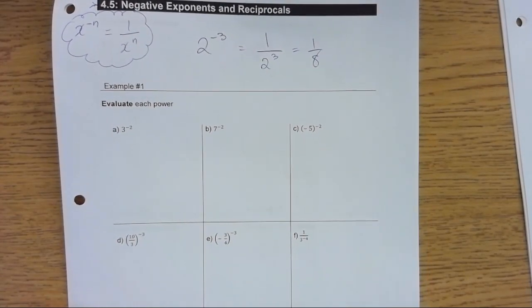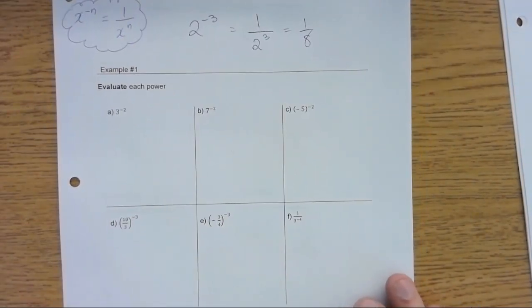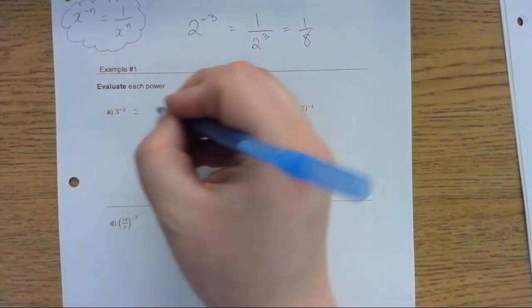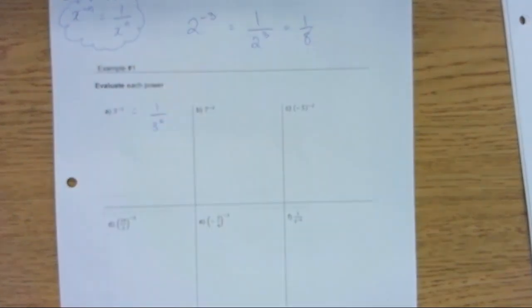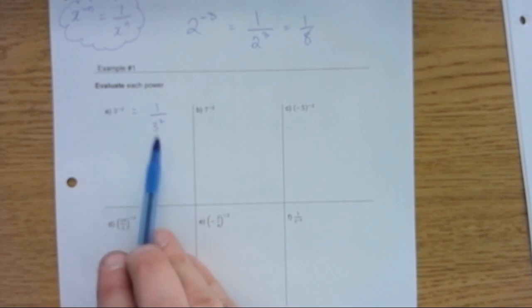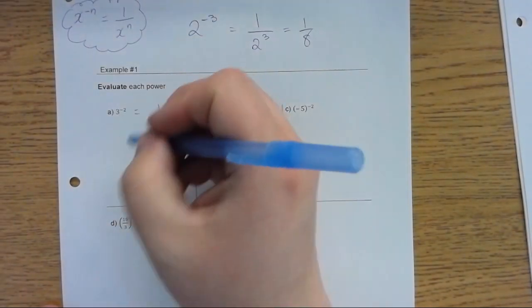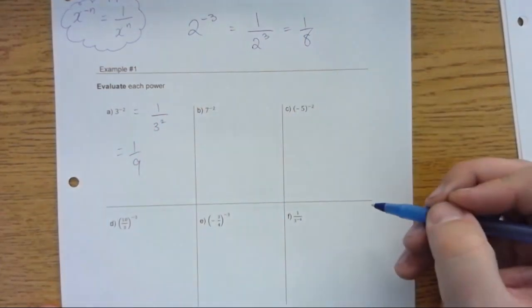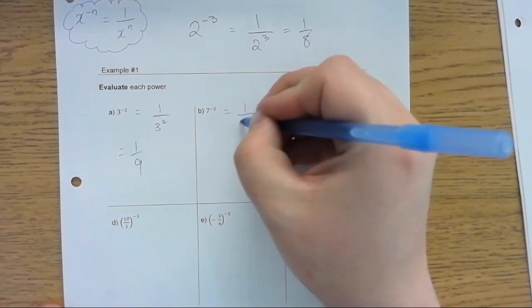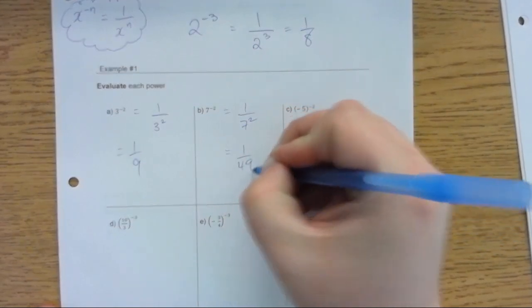Example 1a. 3 to the negative 2. Let me move this out of the way. 3 to the negative 2 is like saying 1 over 3 squared. See what I did is I actually used that negative and it made a reciprocal. So now it's gone. I used it already. So this is 1/9. This is like saying 1 over 7 squared. So that's 1/49.